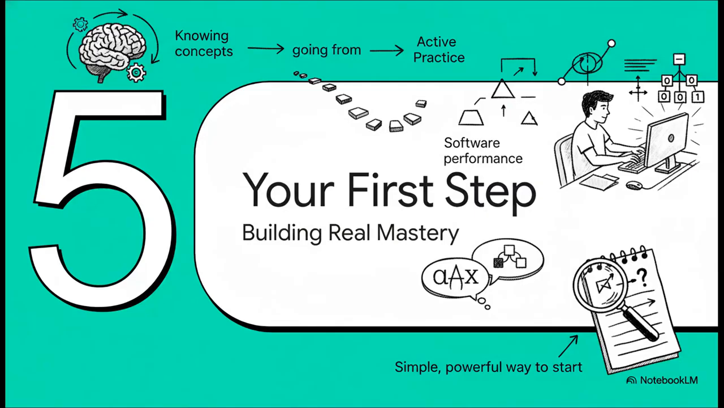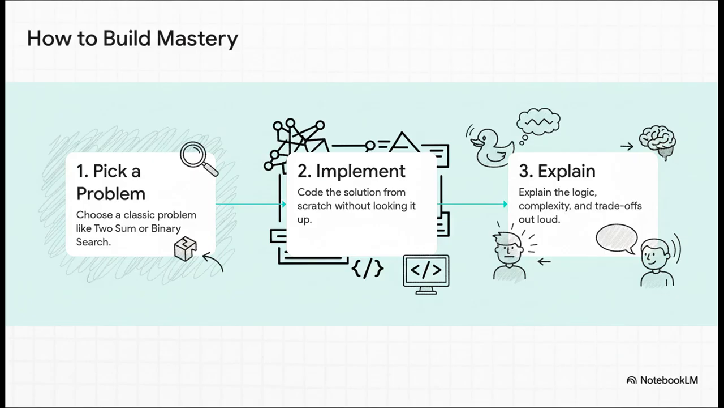So the big question is, how do you go from just knowing about this stuff to actually mastering it? Well, it's all about active practice, not just passively watching or reading. Here's a super simple but really powerful way to get started. It's a 3-step process. 1. Pick a single problem, like that two-sum problem we talked about. 2. Code the solution yourself, from a blank screen, no copy-pasting. And 3, this is the most important part, explain it, out loud. Explain the logic, why it works, and its big O complexity. To a friend, to your dog, to a rubber duck on your desk. It doesn't matter. Articulating it is what cements the knowledge in your brain.